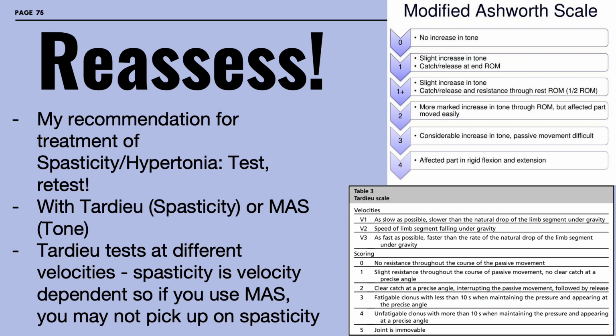So my recommendations for the treatment of spasticity and rigidity, hypertonia, is just to test, retest. Especially us as physical therapists, we want to use scores like the modified Ashworth scale or Tardieu to quickly assess if our intervention is making a difference or not for this patient. Tardieu tests at different velocities, and since spasticity is velocity dependent, you may not pick up on spasticity as well as if you use the Tardieu scale.